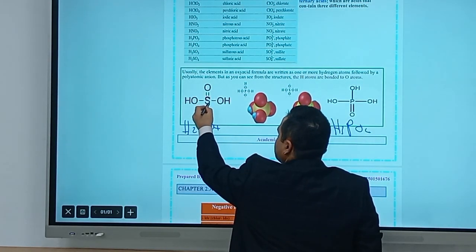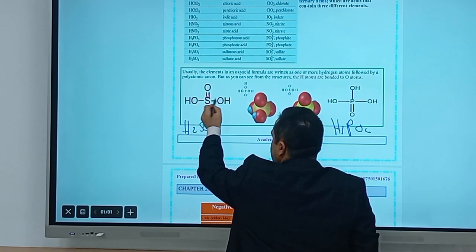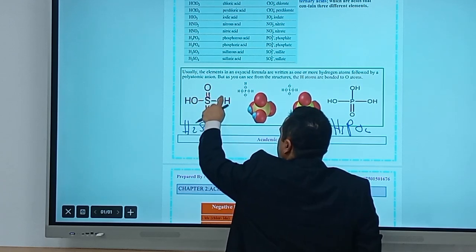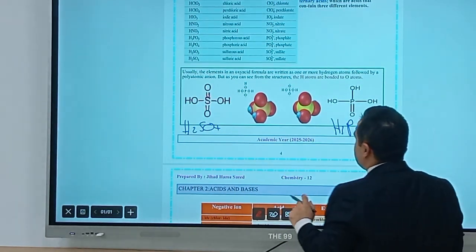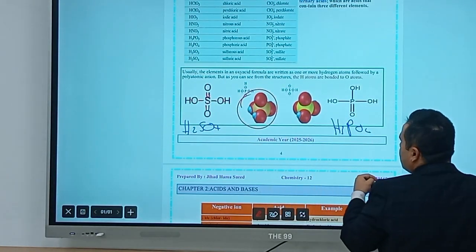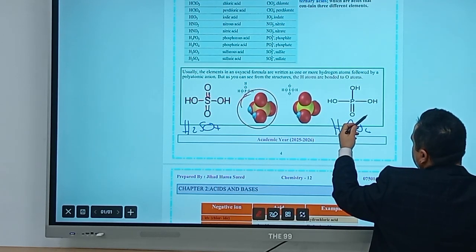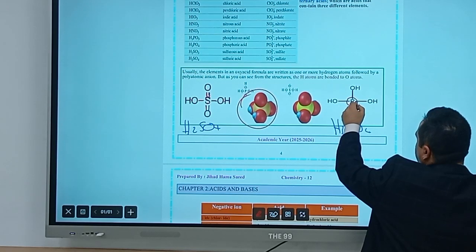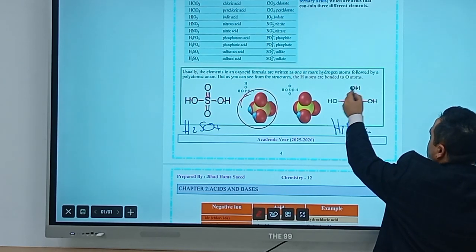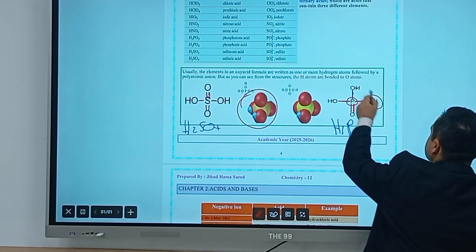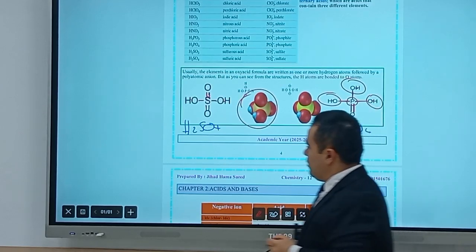As you can see, the sulfur is in the center, double bonded with one of the oxygens, and double bonded with the other, or two single bonds with two oxygens. So four oxygens are surrounding the sulfur, and the hydrogens are bonded to the oxygens, not to the sulfur. And in this structure, it represents the same for H3PO4: the P is in the center, the central atom, bonded with four oxygens, and the oxygens are bonded to three hydrogens. So this bonding of the oxygen and hydrogen we call the hydroxyl group. We'll be talking about that in detail in the coming sessions.